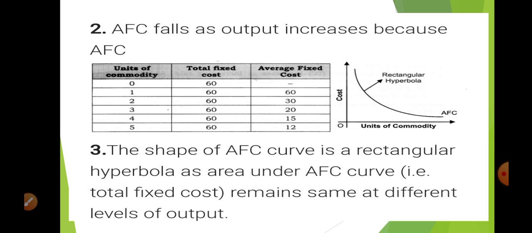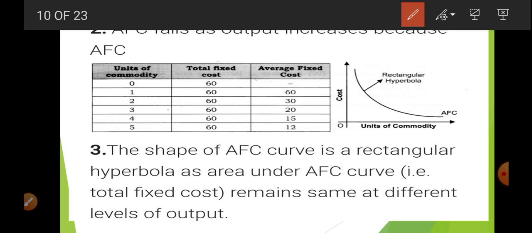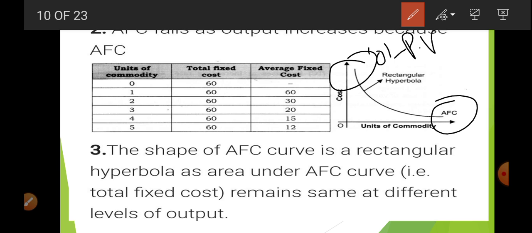Okay, students? Now, if we talk about AFC, it is a rectangular hyperbola. It means that as output increases, average fixed cost decreases. Okay, but it is not going to touch this axis or this axis. Why does it not? On the OY axis, at the zero level of output it is a positive value, and AFC can never be zero. AFC can never be zero, that is why it is not going to touch the O axis.